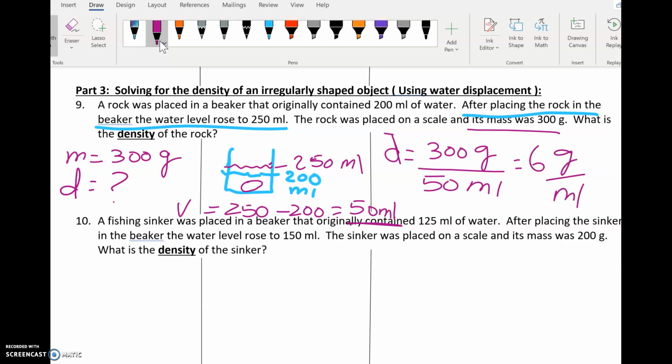All right, notice when the water is being displaced, you're not just going to write down the total volume as 250. The total volume is the final volume after the rock was dropped minus the initial volume. Okay, so it's going to be 250 minus 200. Let me know if you are still confused about this, and I can upload another video about this. Okay, all right.